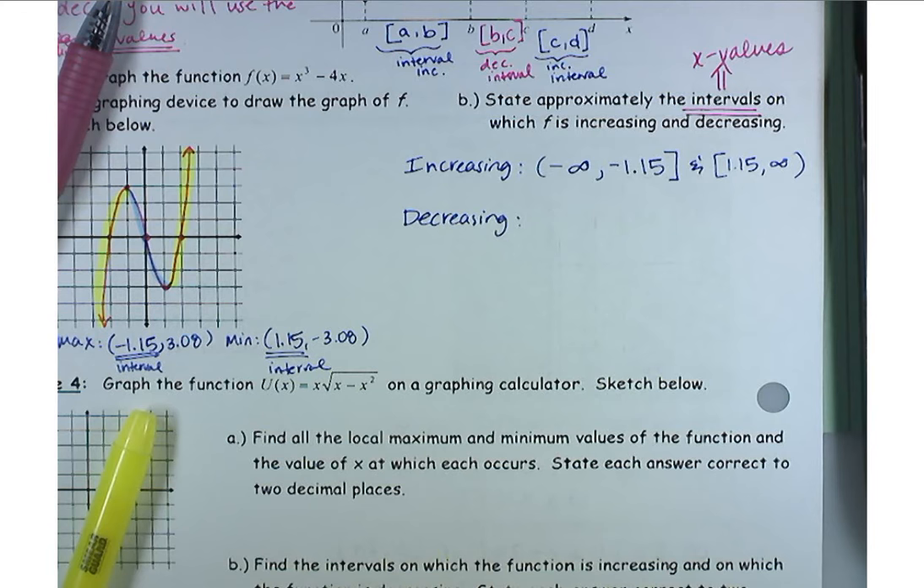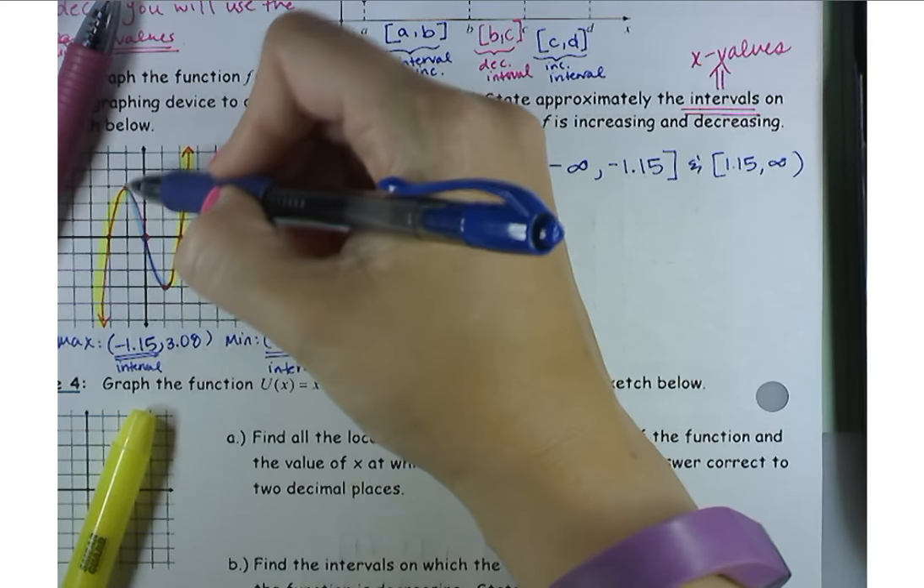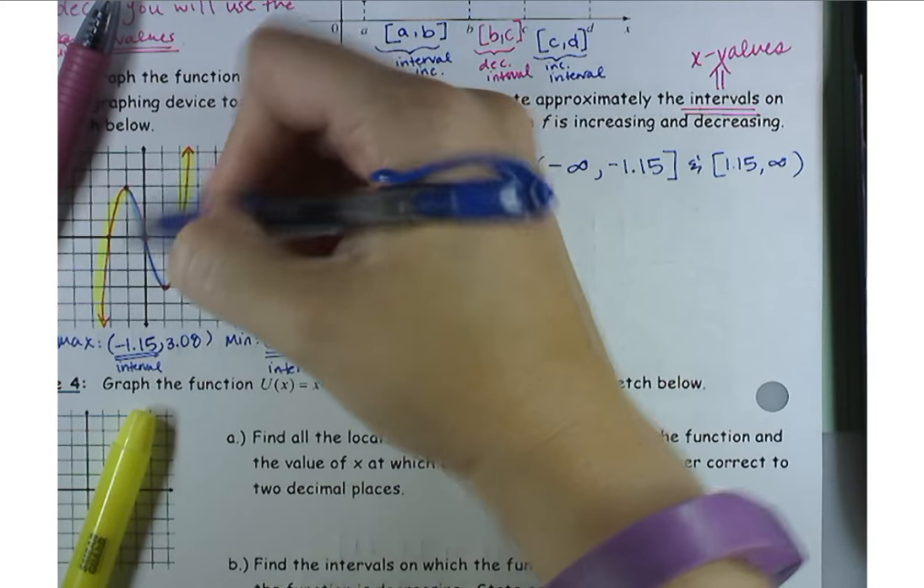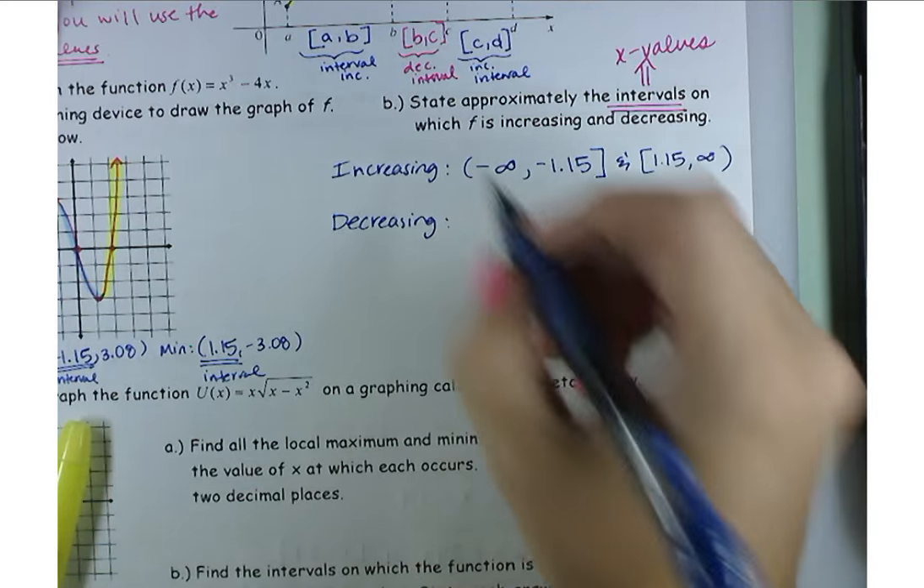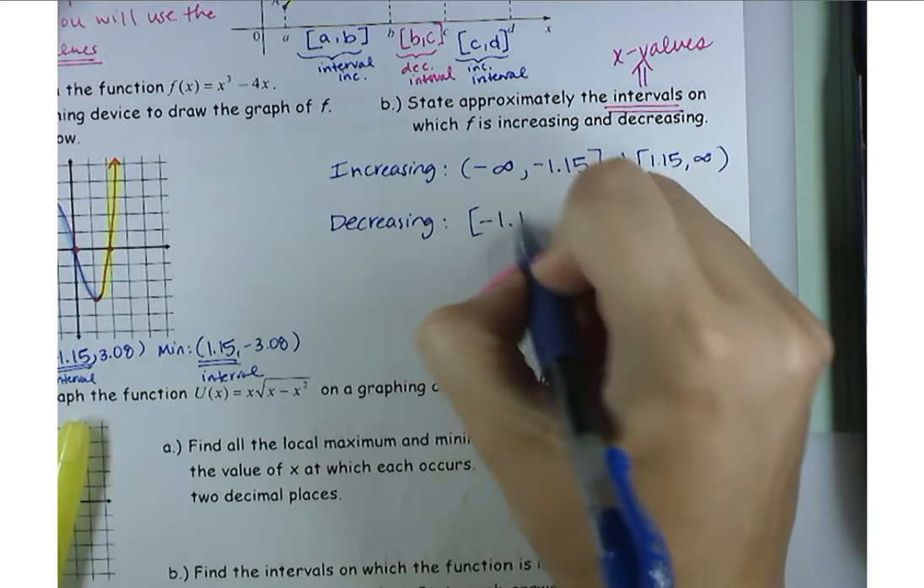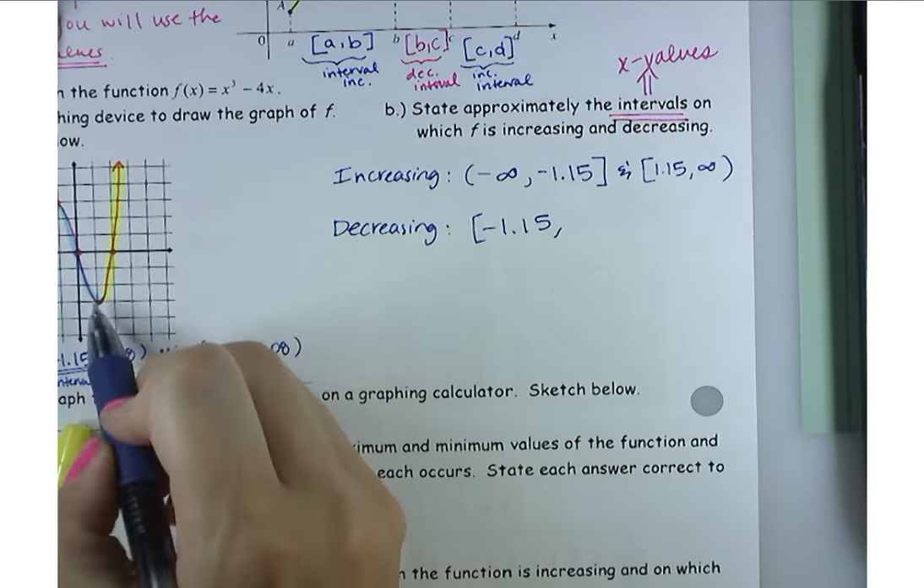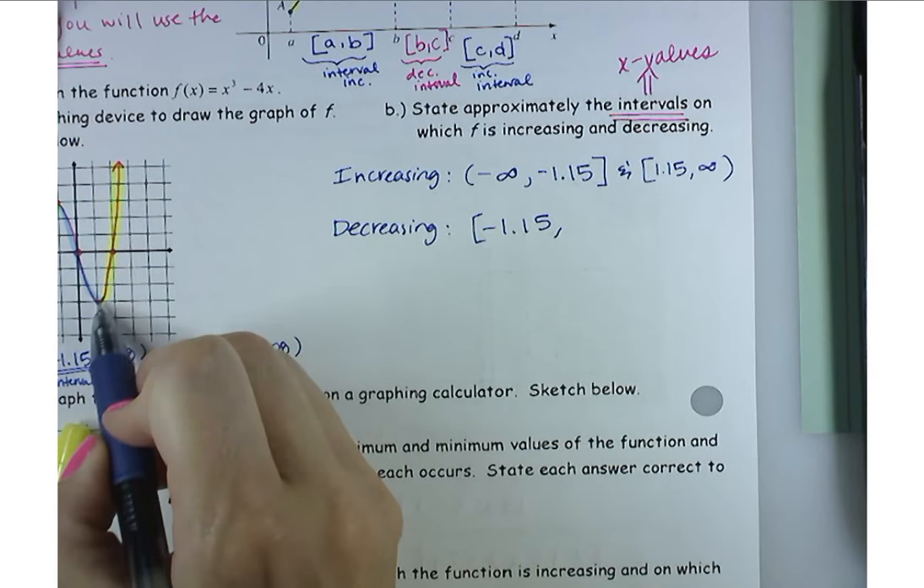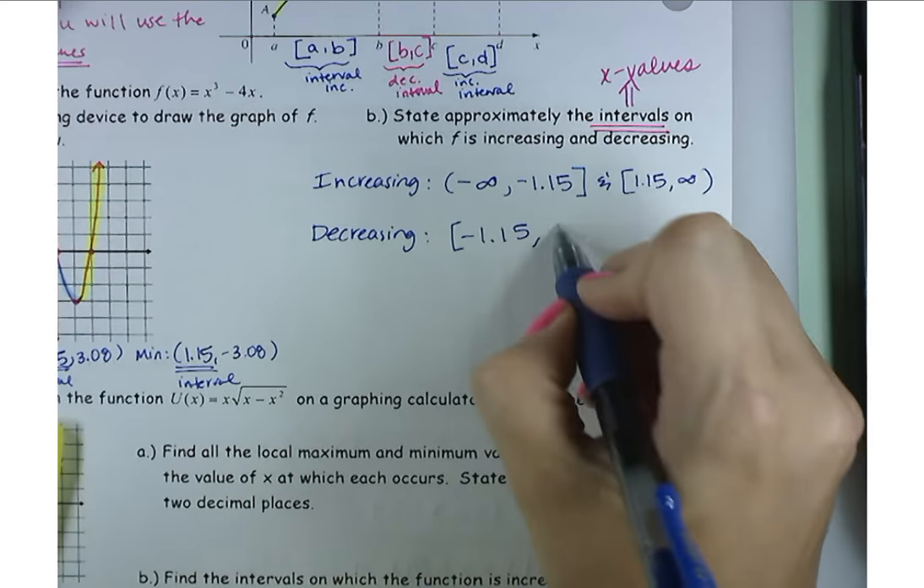What do you guys think? Where would this be on your x value? Yeah, negative 1.15. And then it would go up to, what is this x value? 1.15.